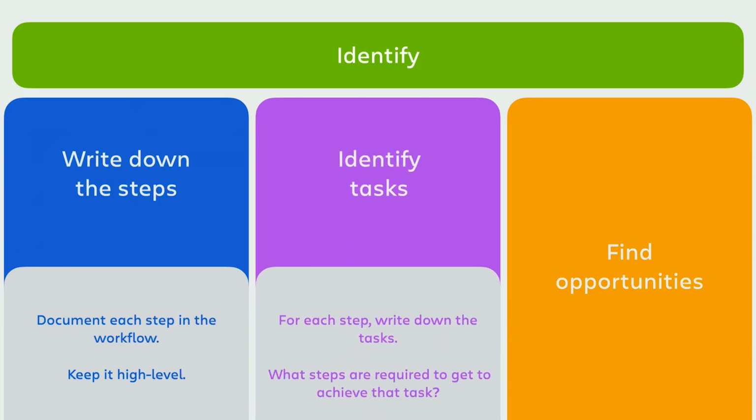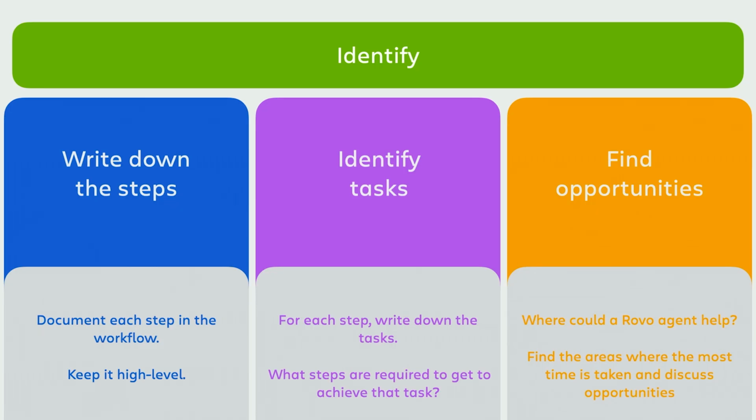Awesome. And then for each of these steps, we want to write down the tasks for them. So maybe there's a step that you do, but then there's specific instructions that you do within that task. Then we'll find those opportunities. So where can I put an agent into this specific workflow that will help move me forward? And now previously, before scenarios, you had to make multiple agents to solve this workflow. Now you just need one.